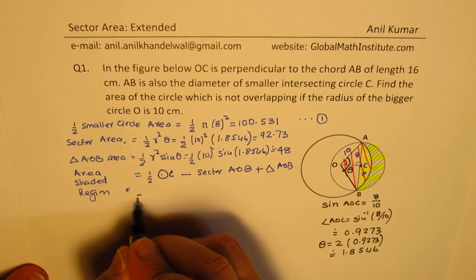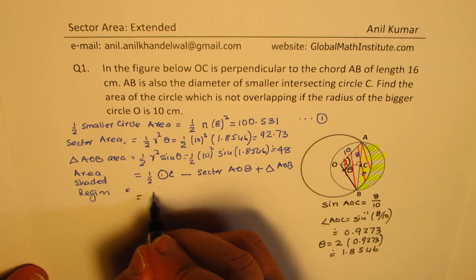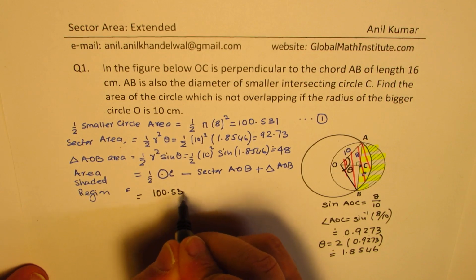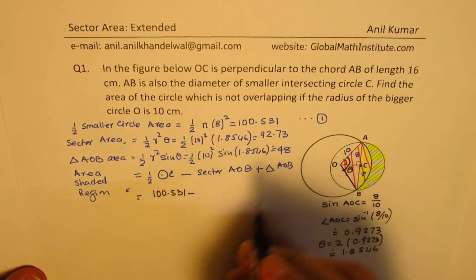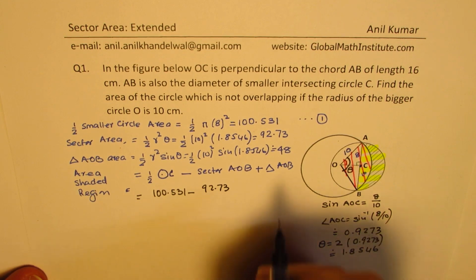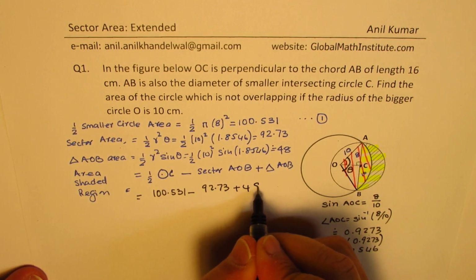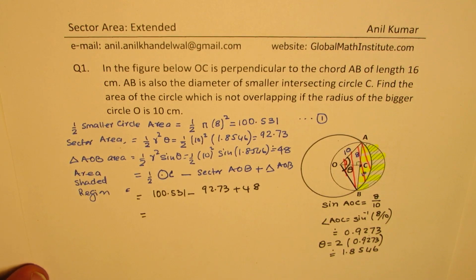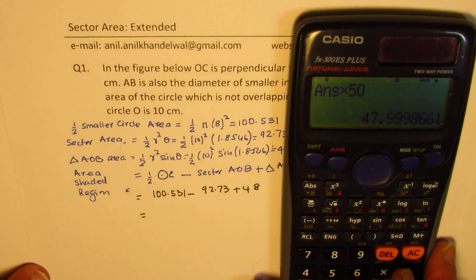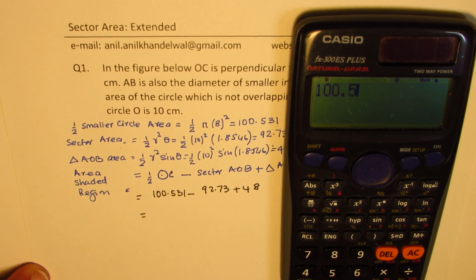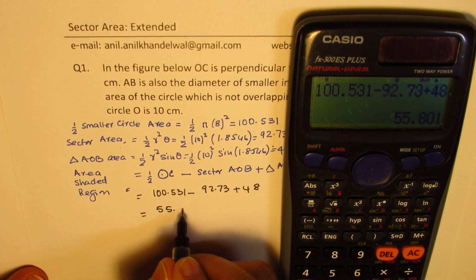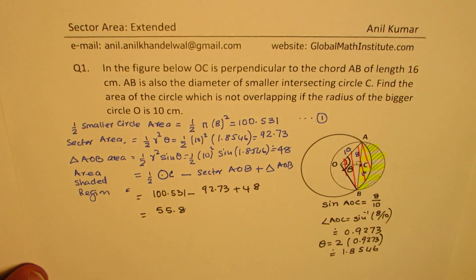So this first area, we found half of circle is 100.531. We'll take away 92.73 and we'll add the triangle area 48. Clear? To get a result. So let's do this calculation. So we have 100.531, take away 92.73, and to this we'll add 48. And what we get is 55.801. So we'll write 55.8 as our answer. Is that clear to you, right?